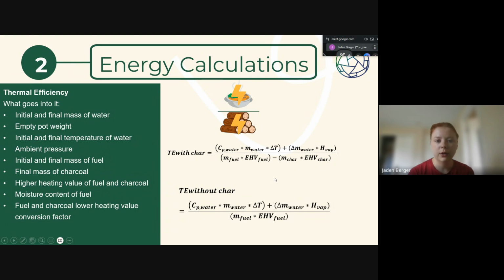Now, where thermal efficiency with char and without char vary is going to be this bottom section here. Without char, it's a little easier. This is just all of the energy that you used from the fuel.